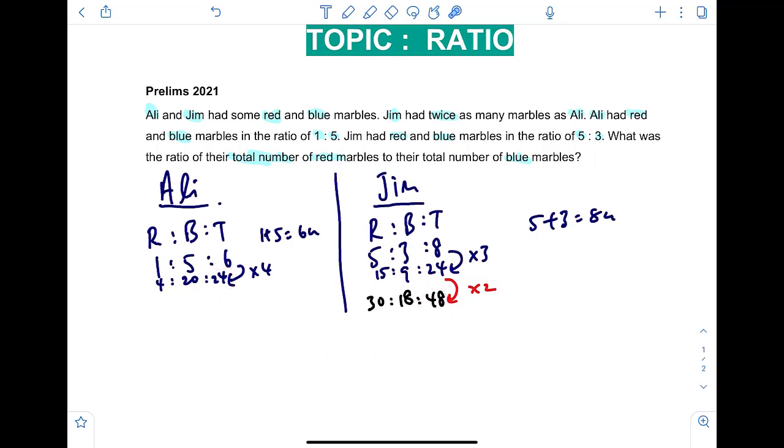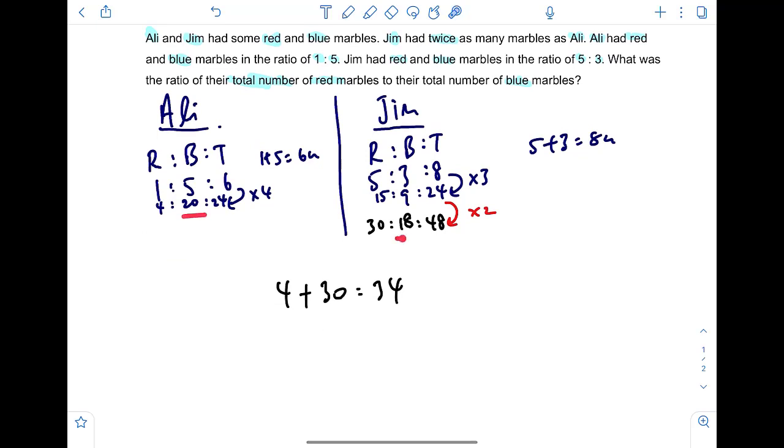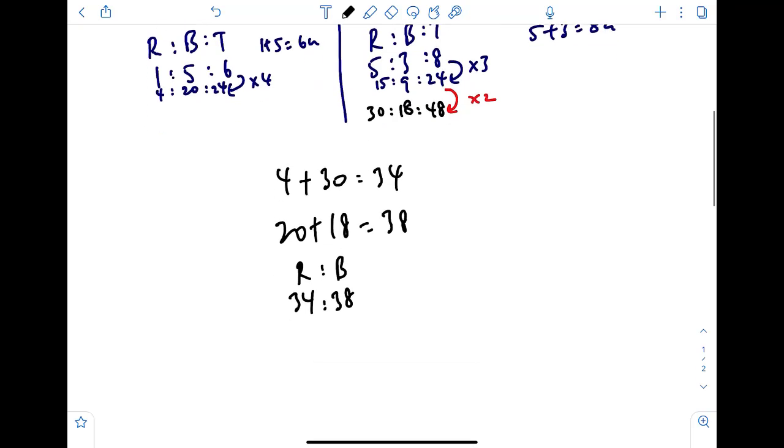What is the ratio of total red to total blue? So red will be 4 plus 30, that will be 34 units. And blue will be 20 plus 18, that will be 38. So total red is to total blue will be 34 is to 38. Divide by 2 both sides. 17 is to 19 as our final answer for this question.